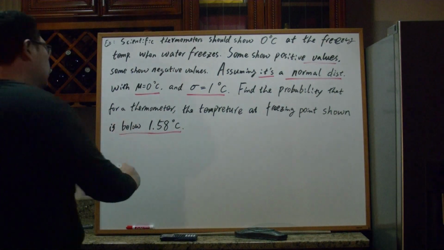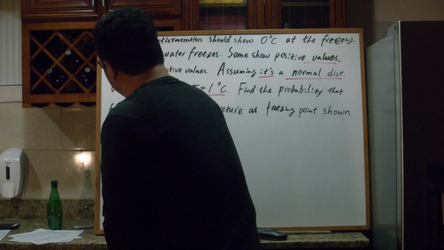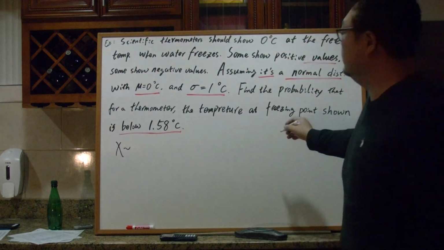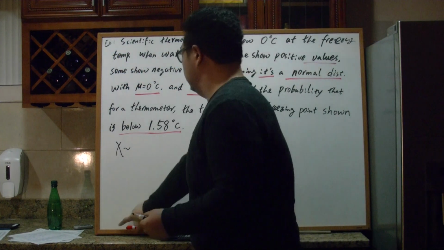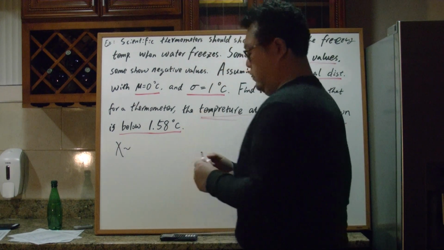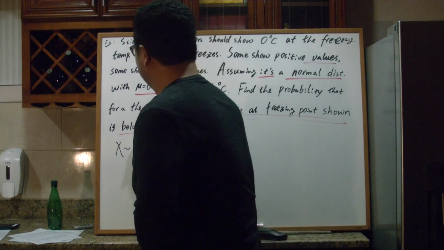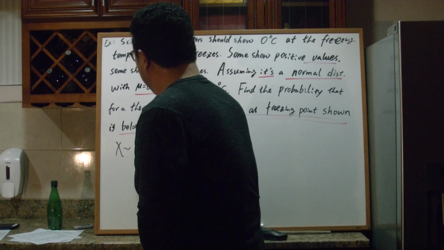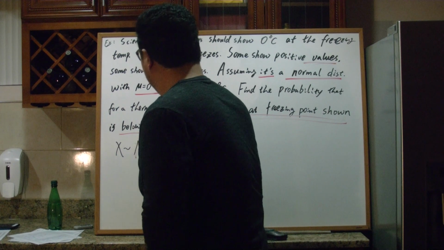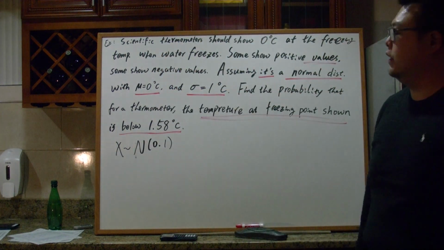So we can draw the density. What we know is that x is the random variable, the temperature shown at the freezing point, for the thermometer. This random variable follows the normal distribution with mean 0 and variance 1.